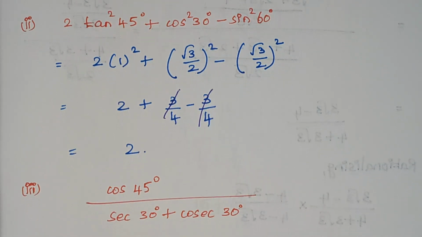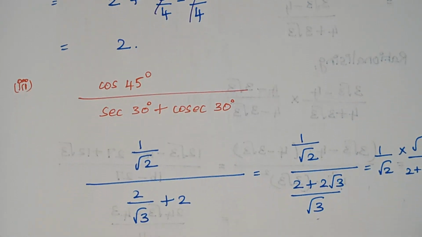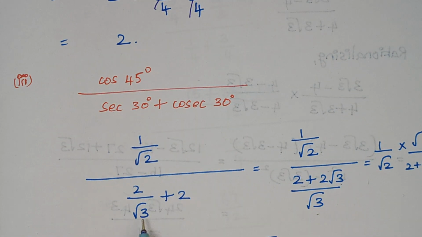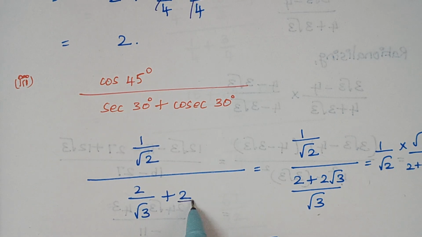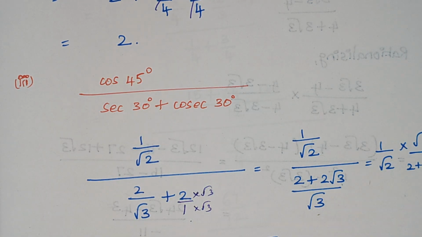Now, the third part of our first problem, that is cos 45 divided by sec 30 plus cosec 30. Just substitute the values, right? 1 by root 2, here 2 by root 3 plus 2. Since in the denominator we are having an addition sign, we are taking LCM. Here it is simply 2 by 1. So I am going to multiply both the numerator and denominator by root 3. So 2 into root 3, here 1 into root 3. Here we have made the denominator term same, root 3 here and root 3 here.